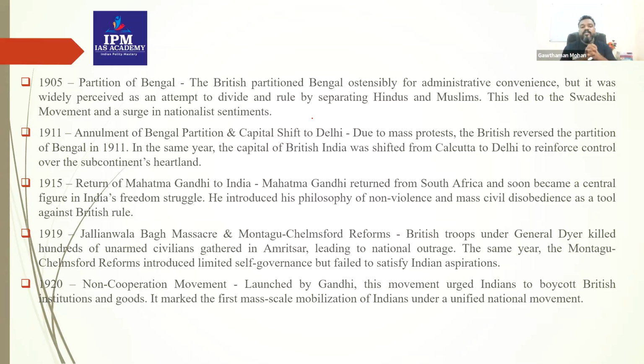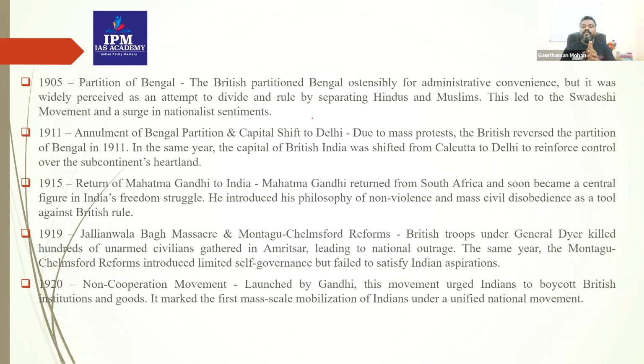Now, another major incident that happened was in 1911, that is the annulment of the partition of Bengal and the capital shift to Delhi. Due to mass protests, the British reversed the partition of Bengal in 1911. So there were massive protests against it. And in the same year, the capital of British India was shifted from Calcutta to Delhi to reinforce control over the subcontinent's heartland. Okay, so capital was shifted to Delhi, then the annulment of the partition of Bengal, 1911.